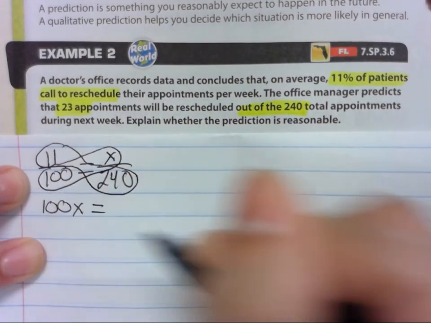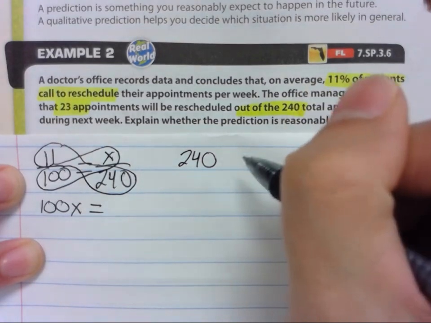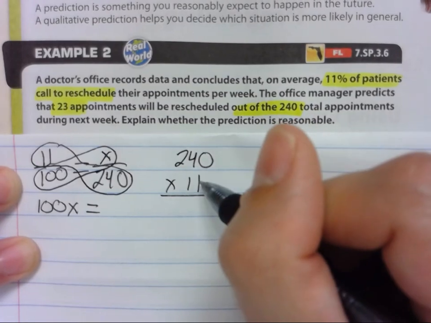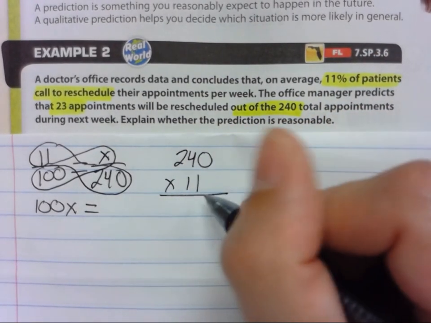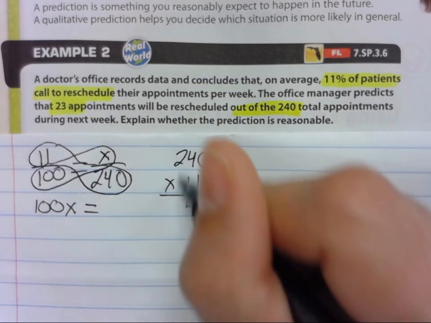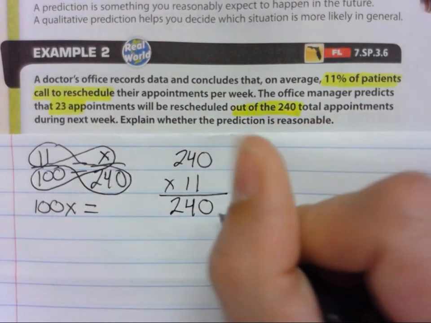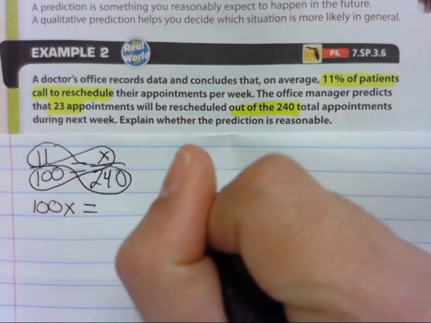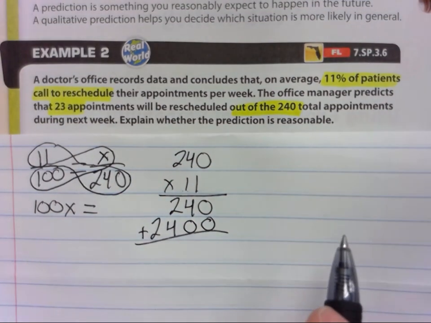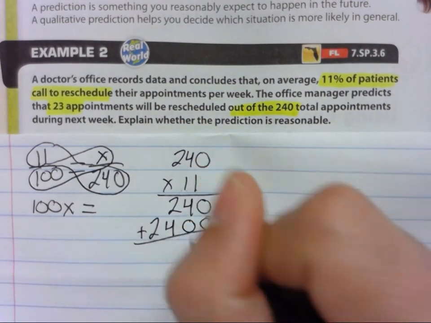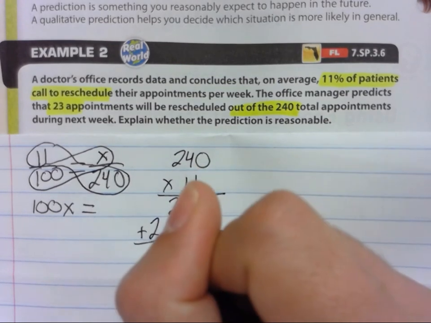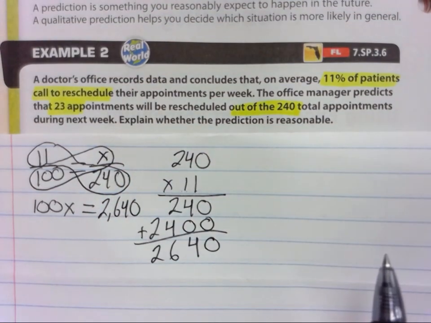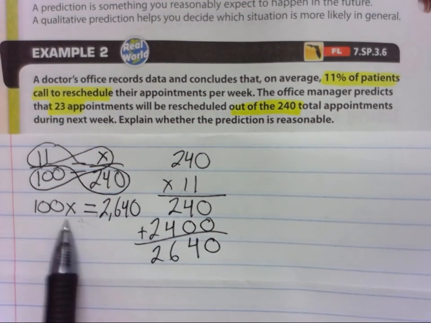100x equals 240 times 11. Go to the side and do that. 1 times 0 is 0. 1 times 4 is 4. And 1 times 2 is 2. 1 times 0 is 0, 1 times 4 is 4, and 1 times 2 is 2. Now add them up. 0, 4, 6, and 2. 2,640. Here's our cross multiplication.